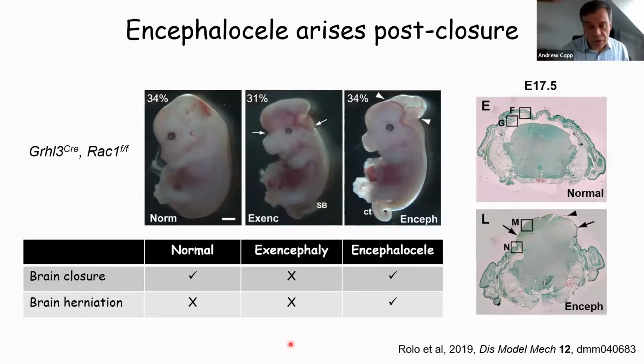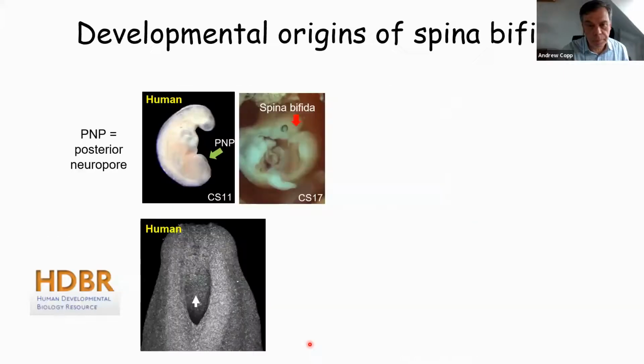So encephalocele then is not a primary closure defect, at least in this mouse model, and I suspect in most other systems, including humans, it's a post-neurulation defect. What about open spina bifida?